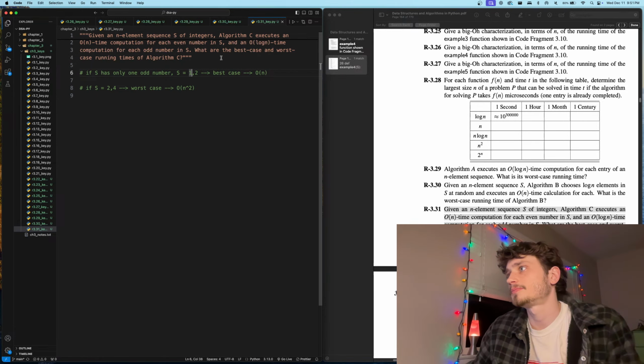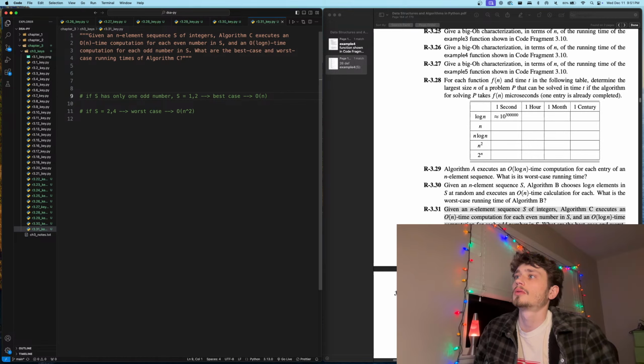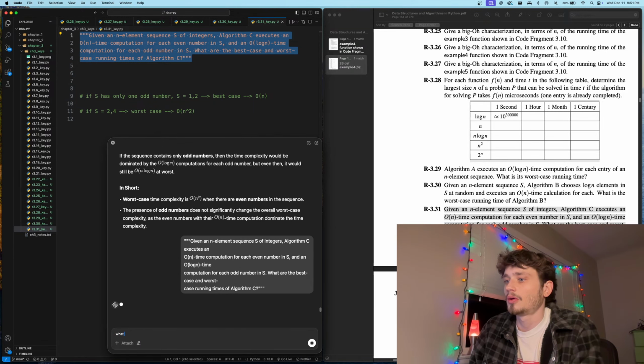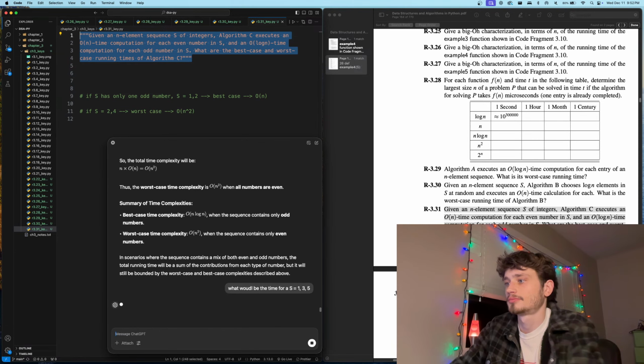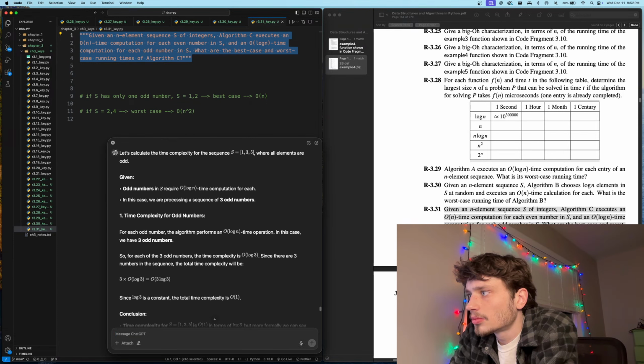So right, if we have, okay, so let me take this, copy it here, and paste it here. What would be the time for S equals 1, 3, 5? For each of the three odd numbers, the time complexity is O log 3. Since there are three numbers in the sequence, the time complexity would be 3 times O log 3, n log n.